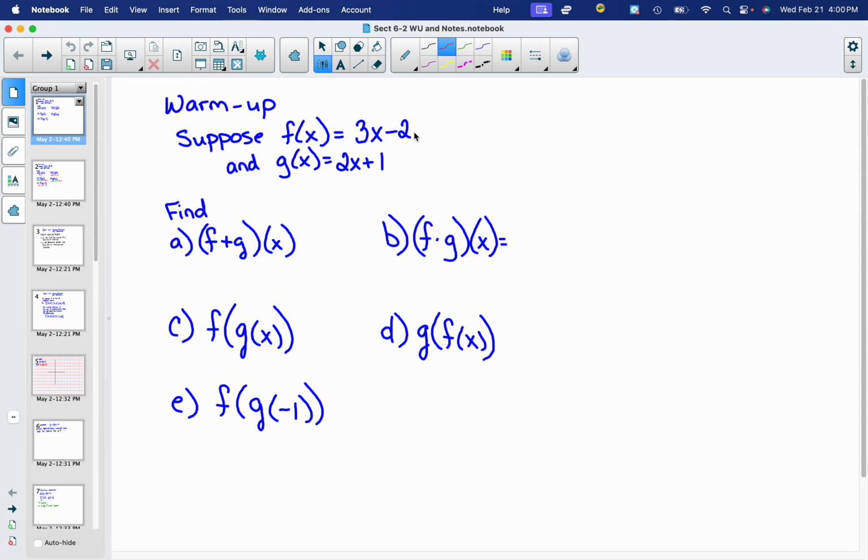So if you have two different linear functions, f of x and g of x, part A you're adding, part B you're multiplying, part C, remember, this is called composition of functions, where you're putting g of x inside of f of x, and this one's going the other way. You're putting f of x inside of g of x, and then on this one, you are evaluating g of -1 and then taking that answer and evaluating f of -1. That's one way you can do that. So pause it before you go on.